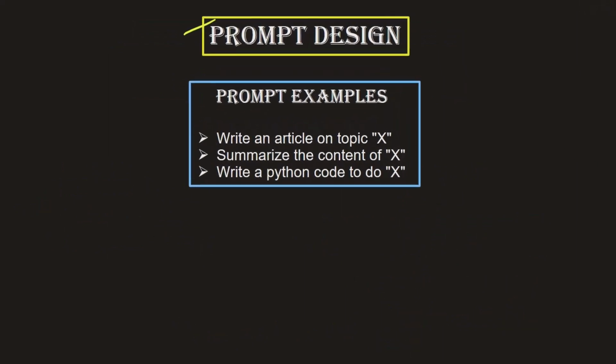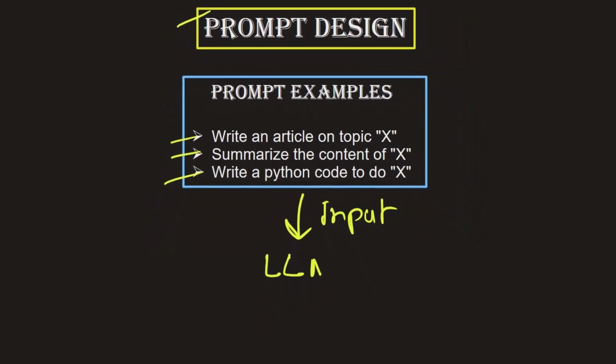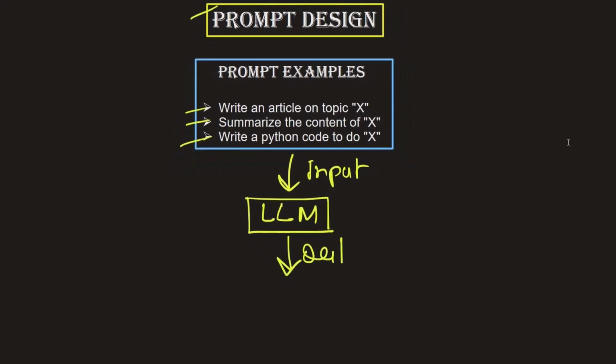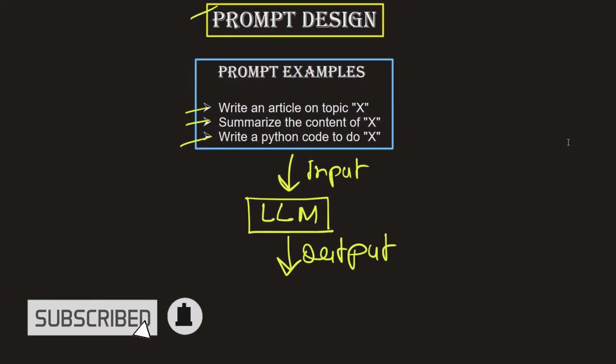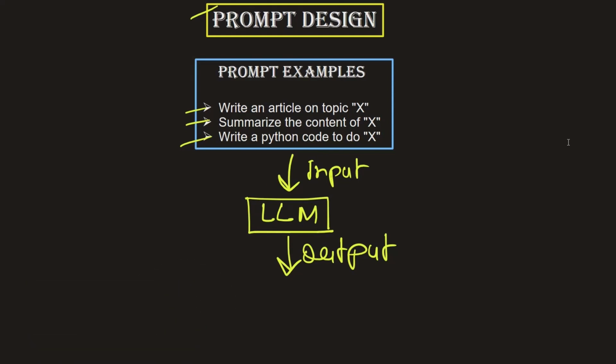So basically, prompt design is a method where the quality of the input determines the quality of the output. These are some prompt examples below. For example, you can ask a model to write an article on a given topic, or you can ask it to summarize the content of a given article. In fact, you can also ask the model to write code in a given language to perform a certain task. And basically these things are going to be your input. These inputs will be fed to the large language models, and then they can give you the output depending on the prompt. So it can either write for you, summarize the content of a given article, or generate the code for you.